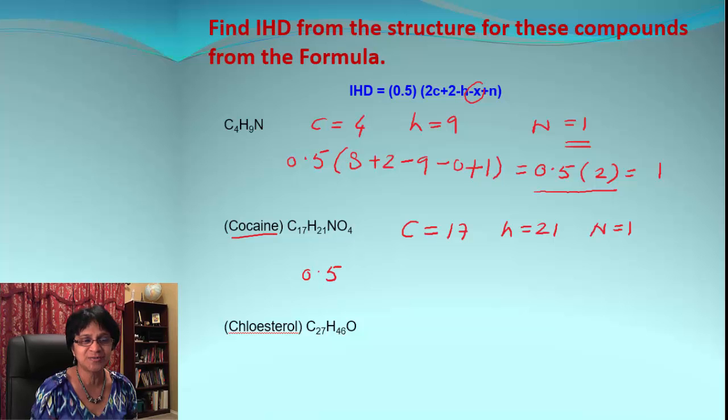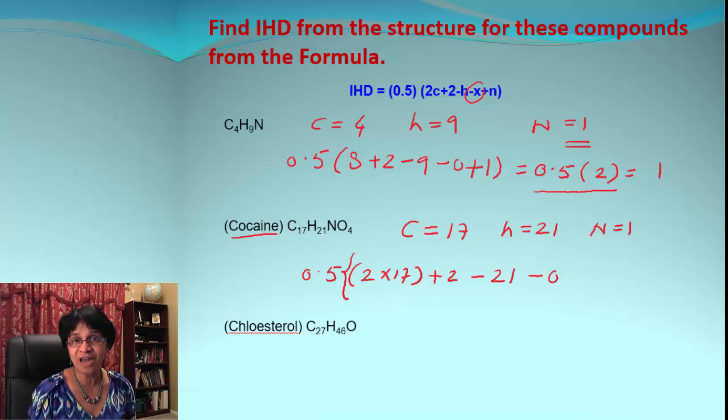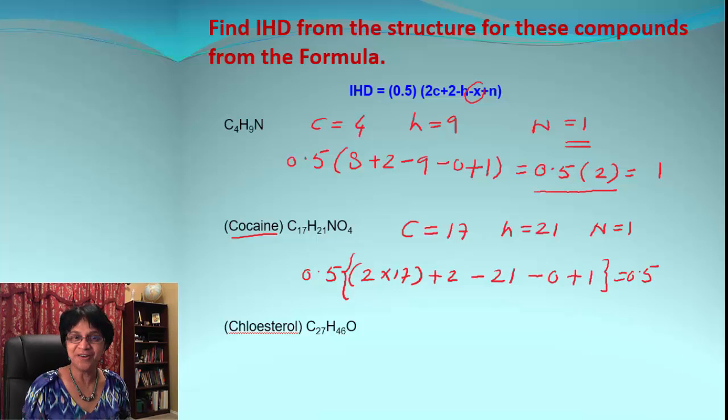So my IHD will be 0.5, and then it's going to be 2 times 17 plus 2. Then it is minus the number of H atoms, which is minus 21. I don't have any halogen atoms, so I'm going to put minus 0, and plus I'm going to put 1 nitrogen. And when we simplify, what do we get? 0.5 times 16, which equals 8.